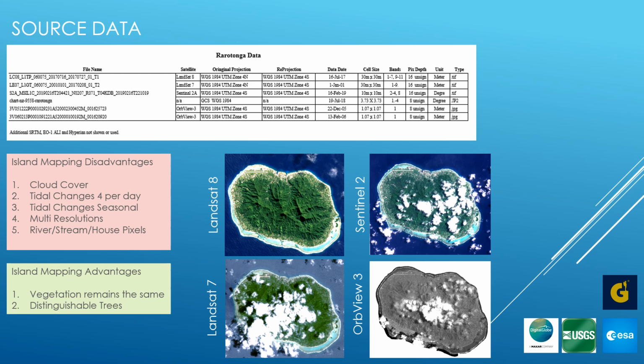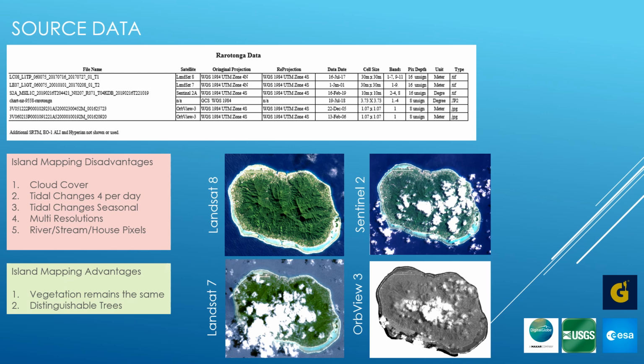Satellite or aerial imaging for Oceania is not profitable, so there's not a lot of it out there. And so it comes with disadvantages. You know, you have cloud coverage over tropical islands. You have tidal changes 4 per day. You have tidal change seasons due to moon activity, sun activity.